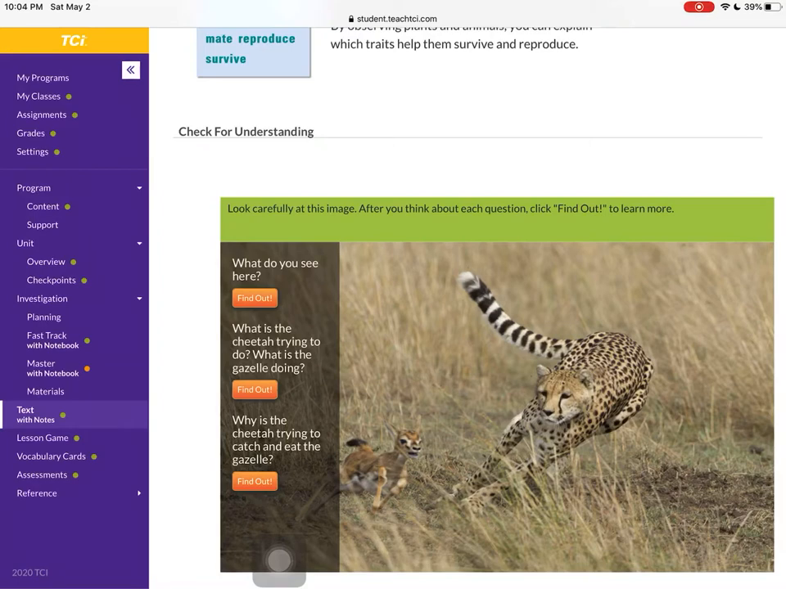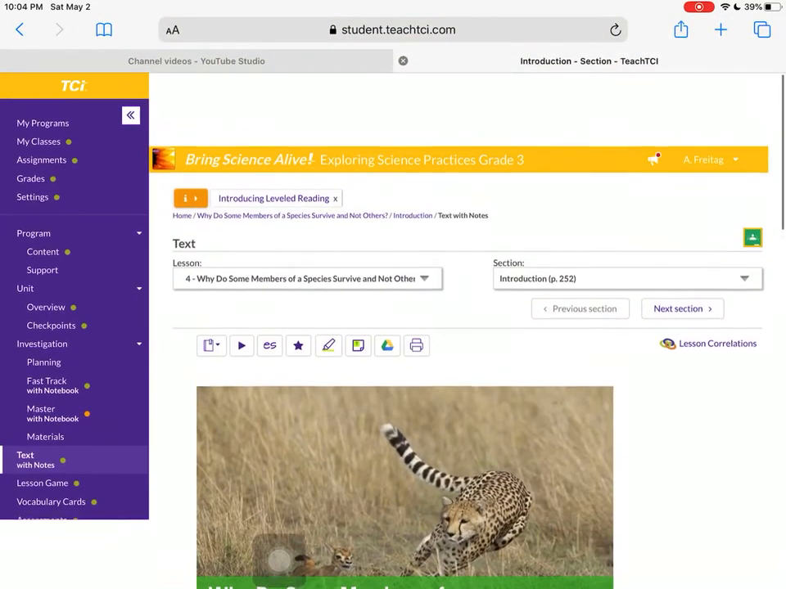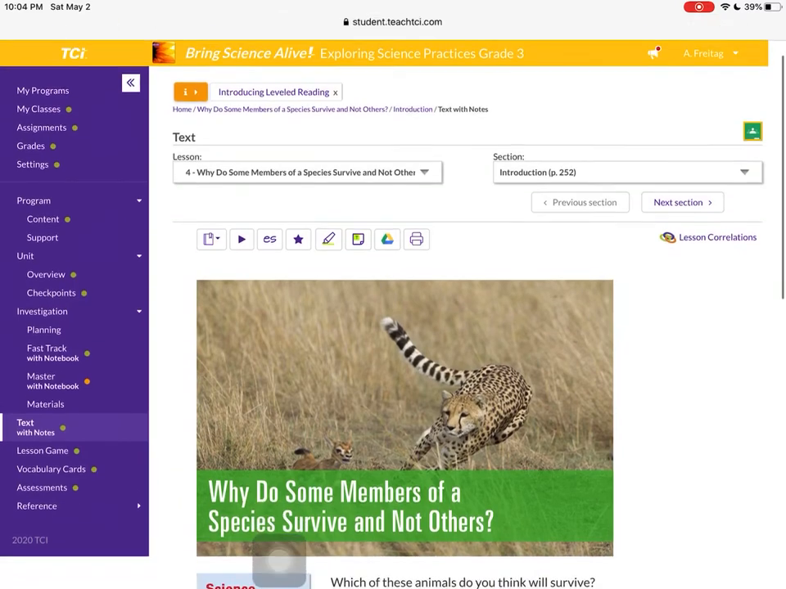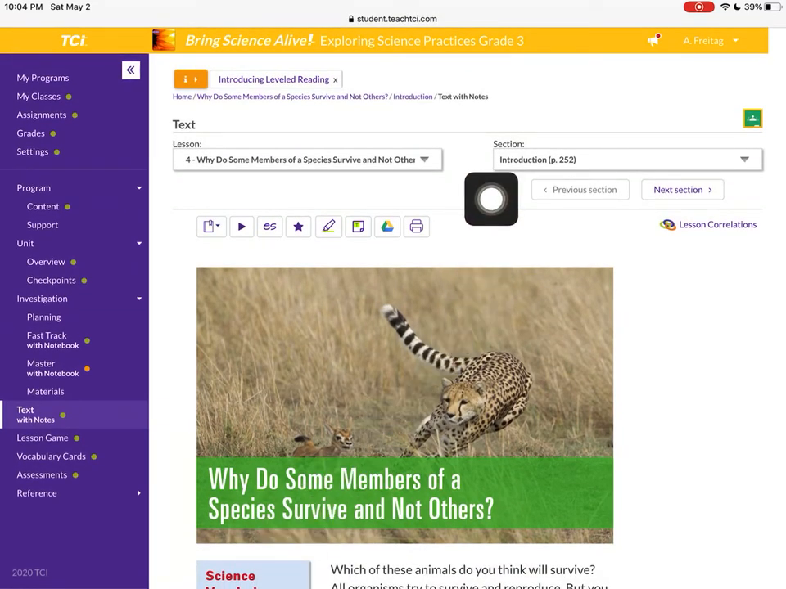So go ahead and do this check for understanding by looking at those questions and then clicking on the orange button. All right, I am also, you can click on, oh no, I lost my little pointer thing. You can go ahead, oh here it is.